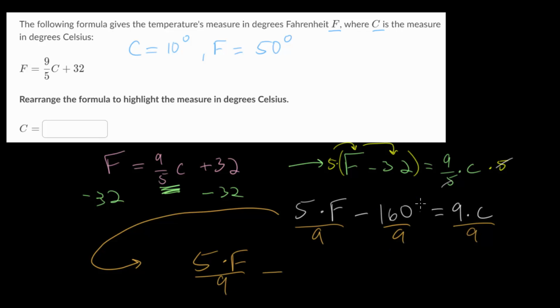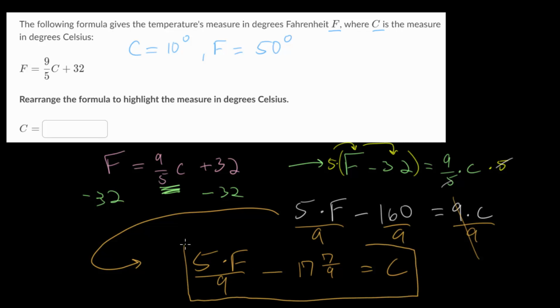But let's rewrite this as a mixed number. So 9 goes into 160 17 whole times, and then there would be 7 left over. So we have 5/9 of f minus 17 and 7/9 is equal to c. Since 9 divided by 9 will cancel out and will just become 1 times c, which simplifies to c. So c is this equation here.